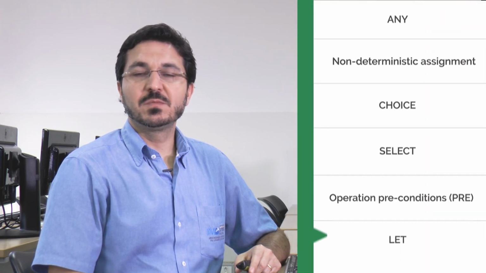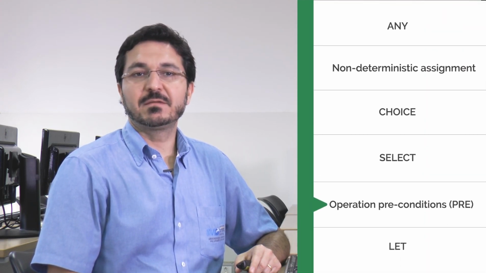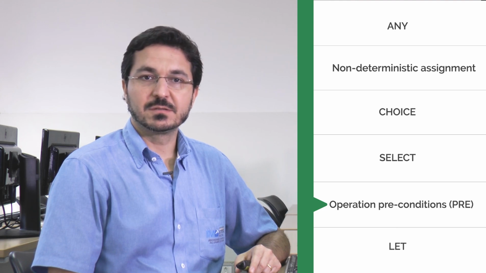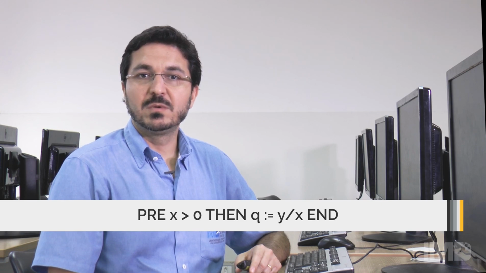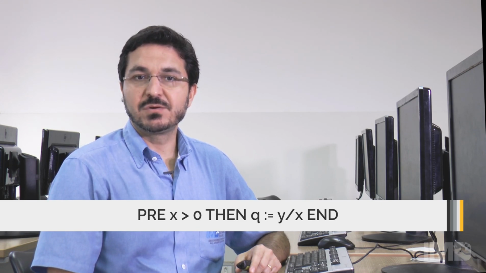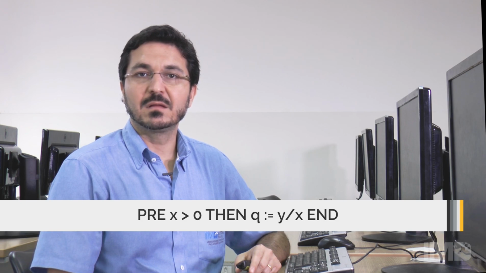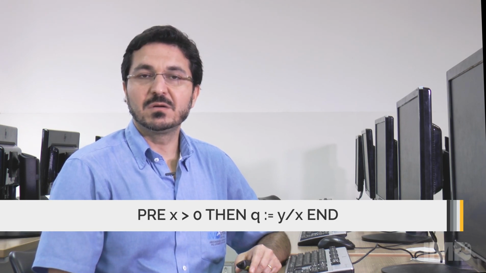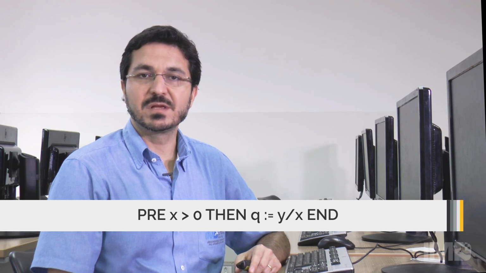Our next command is the operation precondition, which we in fact have already presented in the previous lectures. This command introduces non-determinism because the call of the operation does not mean that it will be executed correctly. This will only happen if the precondition is satisfied. Otherwise, the behavior of the operation is unpredictable. For example, the command pre x greater than 0, then x receiving y divided by x, is only correctly executed if x is greater than 0.